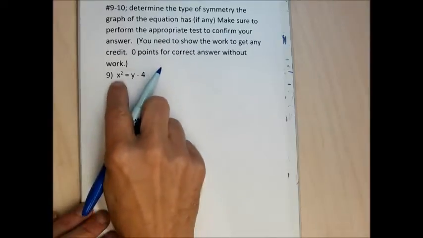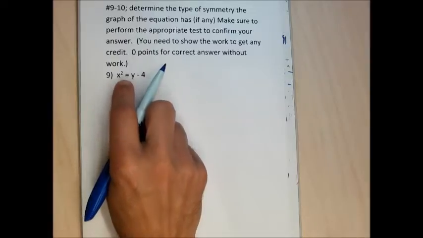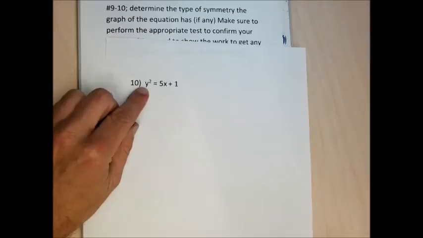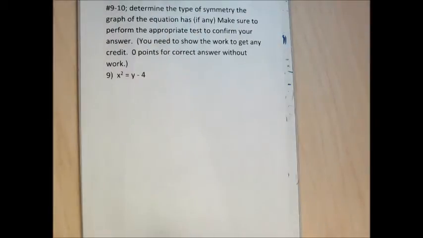Usually if an equation has x squared, it has y-axis symmetry. If an equation has y squared, it has x-axis symmetry, and that's the two that are on the review.